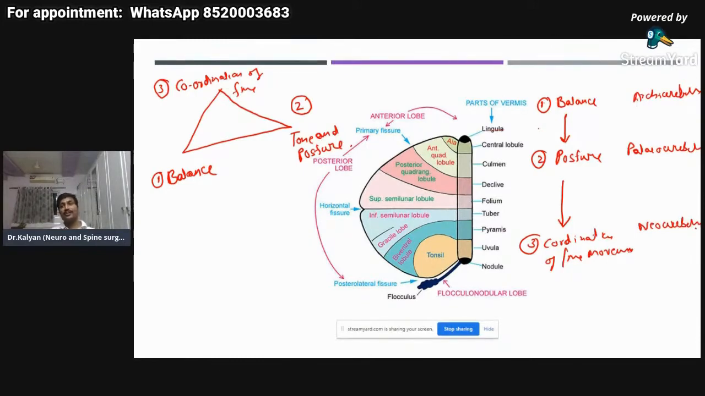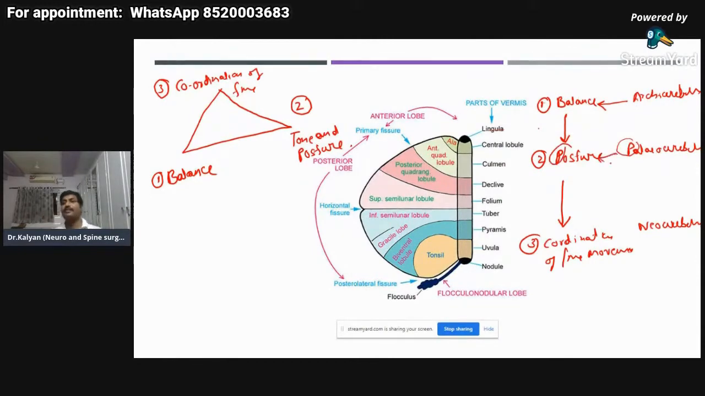So can you guess the function of the archicerebellum? The archicerebellum is the oldest cerebellum, and the function of the oldest cerebellum is balance. Second one, what is the function of the paleocerebellum? P for posture.